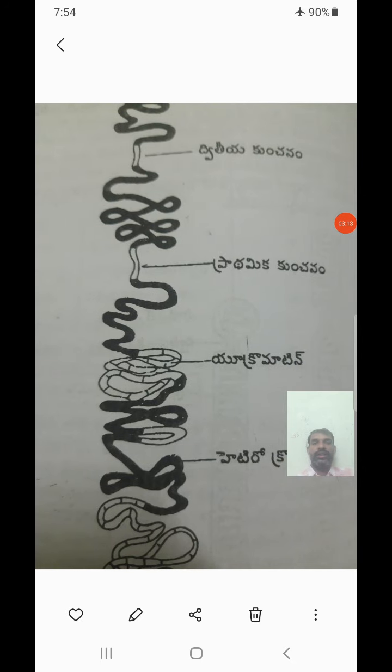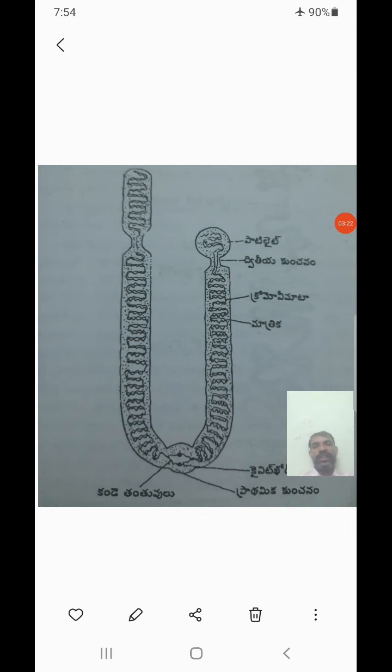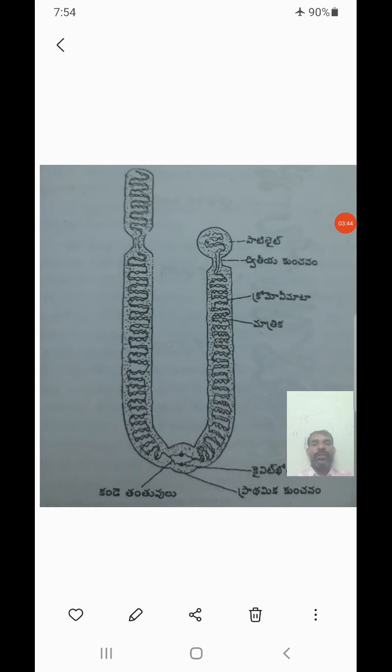This is the common general structure of the chromosome. We can identify that the chromosome has different parts. The first one is chromatids, the second one is chromomere, the third one is centromere, and the fourth one is satellite. So these are the common parts present in a chromosome.